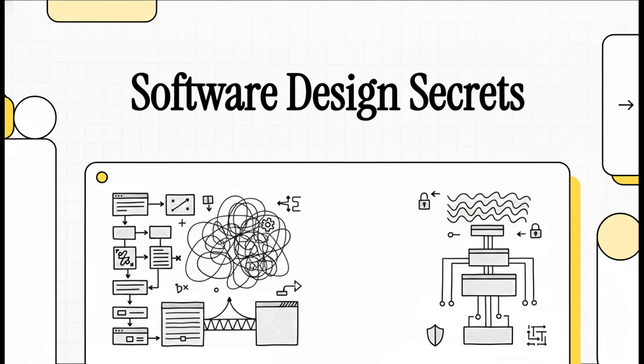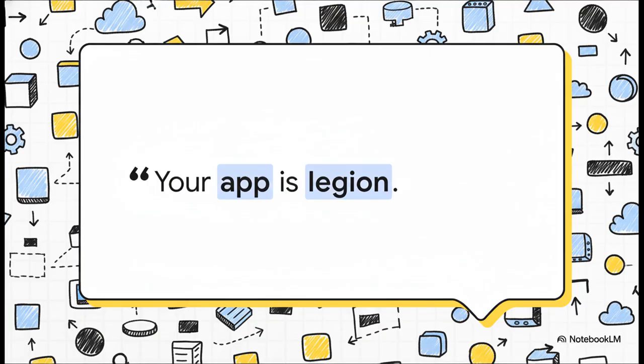All right, let's dive in to the secret world that makes all our software work. We're going to pull back the curtain on how developers manage just mind-boggling complexity and keep our favorite apps from crashing and burning into total chaos. Your app is Legion. That's a powerful line, isn't it? It gets right to the heart of the matter.